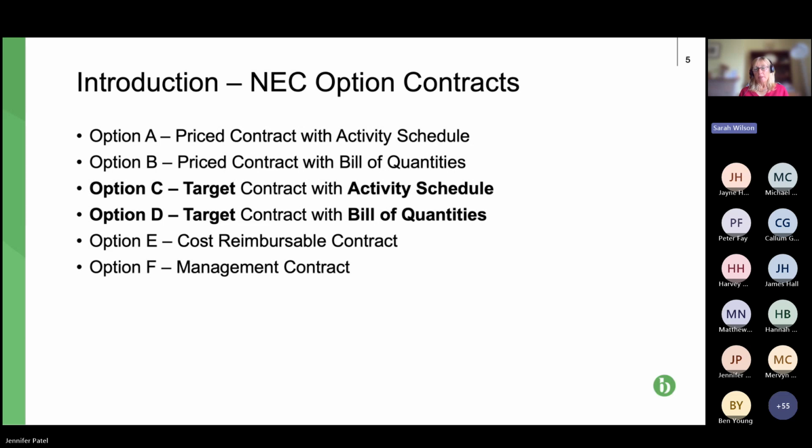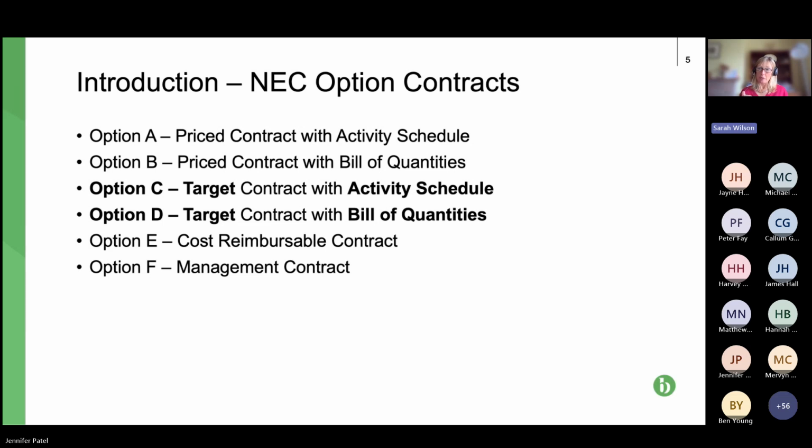So back to option C and D, the topic for today. They're a mashup as between options A and B and option E. So it's a target cost contract, so you have a target, and carry out the work, and as you go through the project, you get to completion, and then there is a calculation done to work out what's been paid as regards the target.